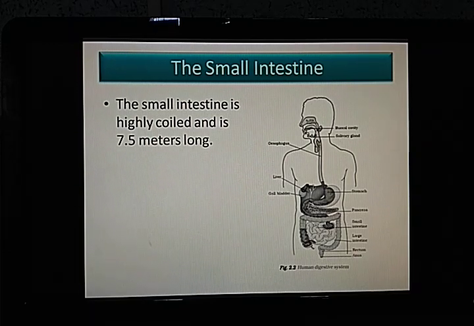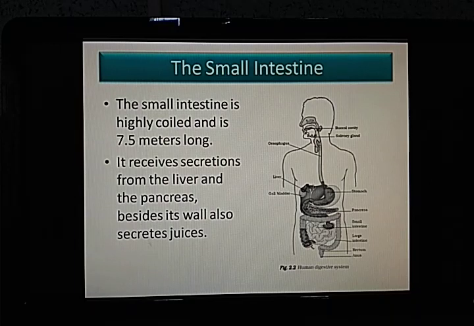So it is coiled. Obviously we have to make it in a coil, because if it is straight, then 7.5 meters long is a very huge number, you can say. So it is coiled inside our digestive system.